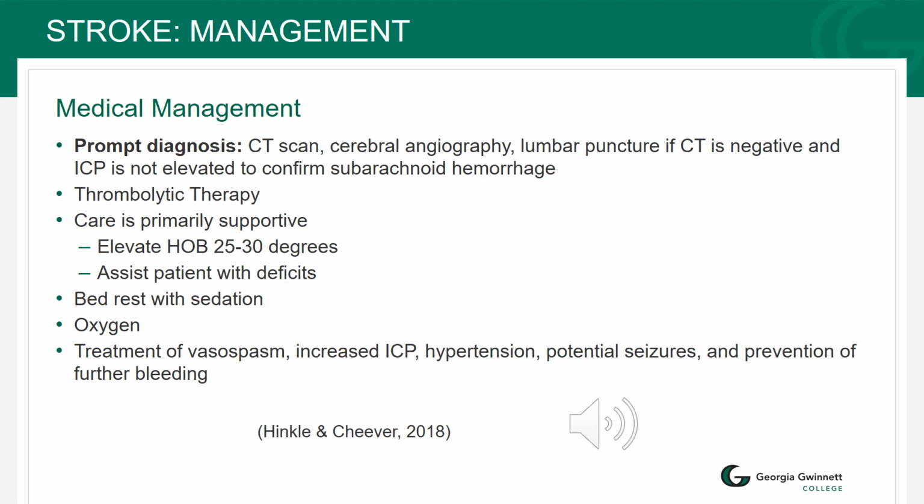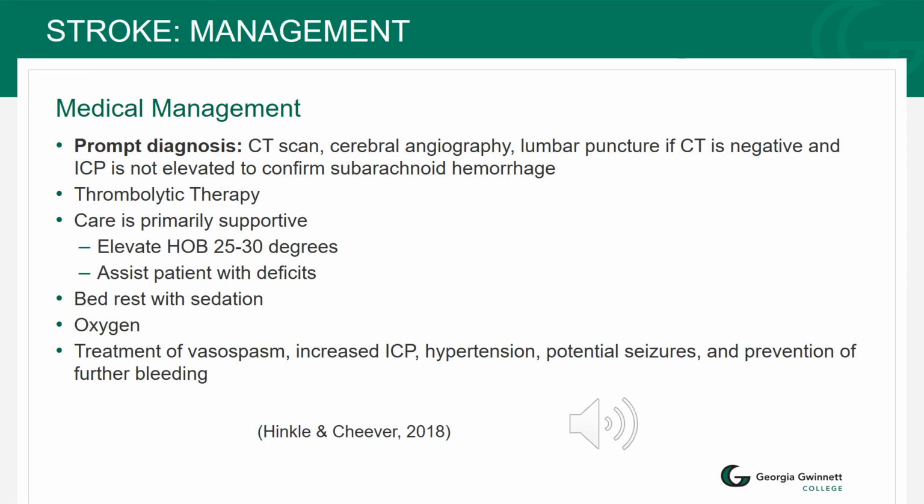A cerebral angiography may be done if they've ruled out the ischemic stroke to see what's going on with the bleeding in the brain. A lumbar puncture might be performed if the CT is negative and the intracranial pressure is not elevated, again, to try to confirm the hemorrhage or the bleeding in the brain. We'll be talking about the thrombolytic therapy in a couple more slides.